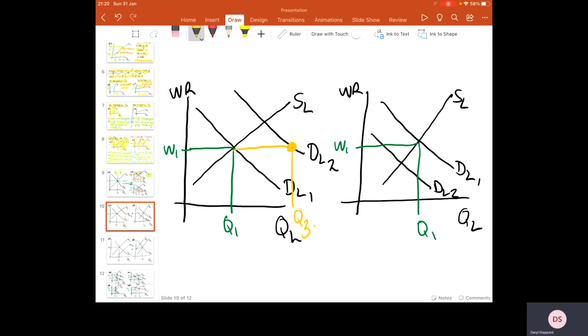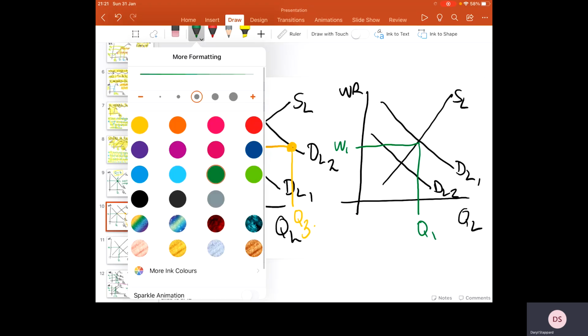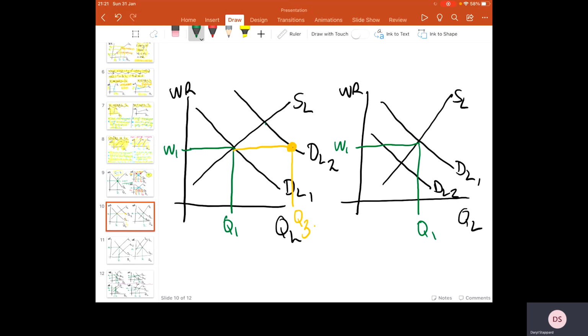I'll call that Q3. If we have an outward shift in the demand for labour, maybe due to derived demand theory, growing demand for goods and services, that type of thing, we're now going to have an excess demand problem in the labour market. Demand's all the way at Q3, but the supply of labour is only at Q1. Now, the way the labour market will fix this problem is by creating a new market equilibrium point at W2, Q2.